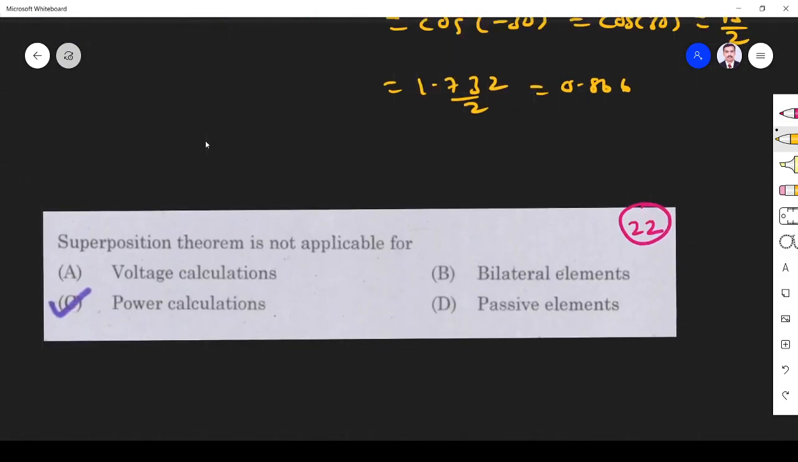Superposition theorem is applicable for, they ask not applicable. It is applicable for voltage calculation, and it is applicable for passive, bilateral elements, but we cannot use the superposition theorem for power calculation. We can use it for current calculation. Current we can find by using the superposition theorem.